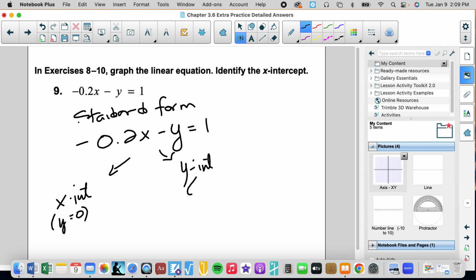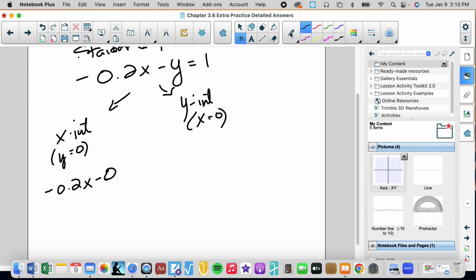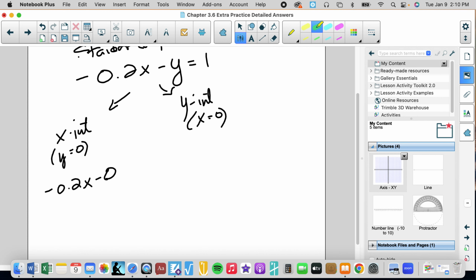So we have -0.2x minus 0, because we're substituting 0 in for y. So we plugged a 0 in there. That's why it became -0, equals 1.